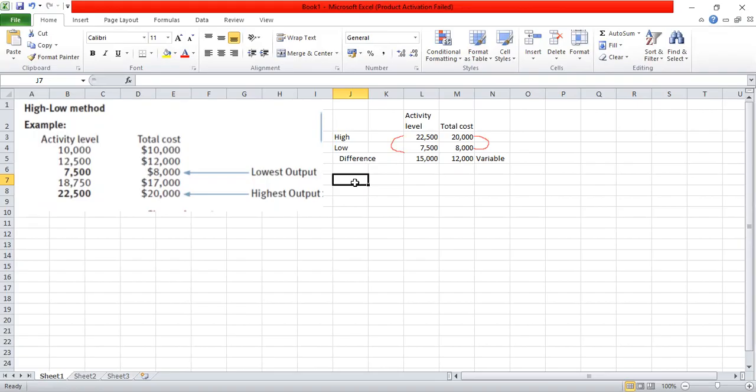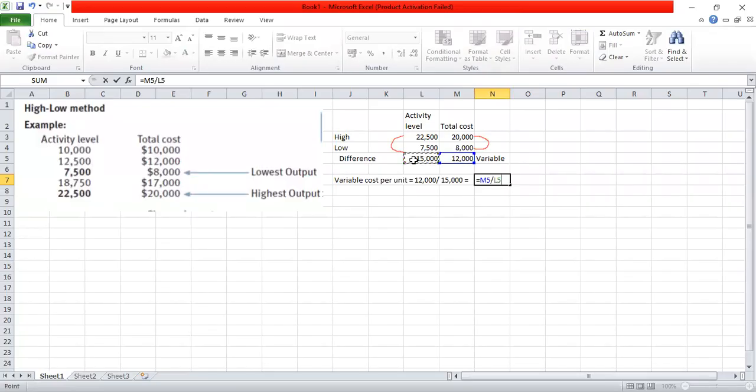So what is the variable cost per unit? We need to find out the variable cost per unit, which is equal to 12,000 divided by 15,000. So we see it is 0.8 per unit. So we were able to identify the variable component, but then we also have to find out the fixed component which is included in that.